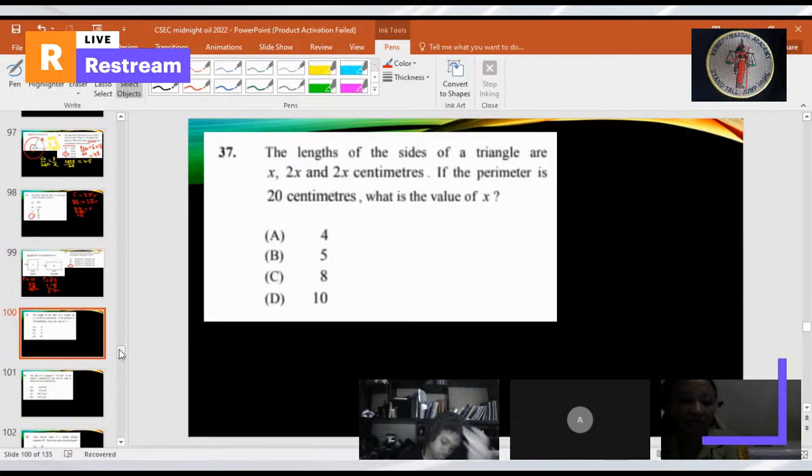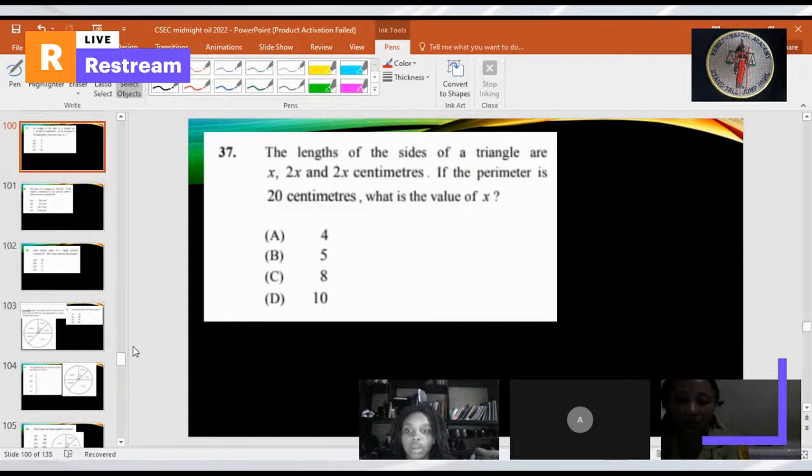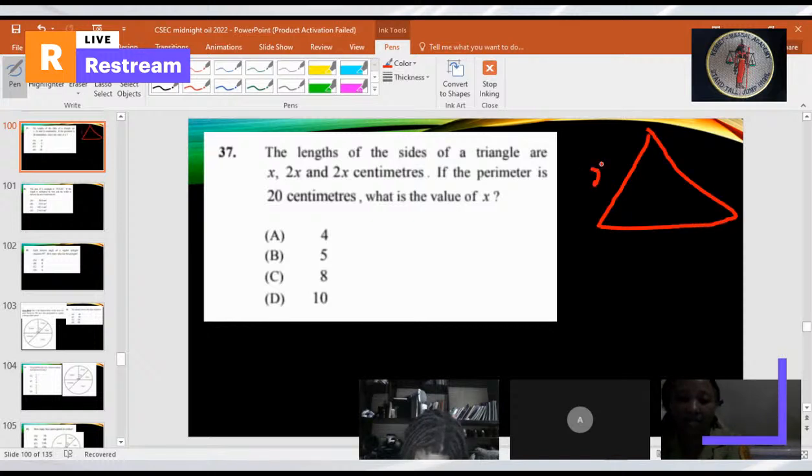Imani, 37. Okay, miss. The lengths of the sides of a triangle are x, 2x, and 2x centimeters. The perimeter is 20 centimeters. What is the value of x? Let's draw the triangle. So one side is x, one side is 2x, and the other side is also 2x. So what kind of triangle is it? An isosceles triangle. All right, isosceles. So these two sides are equal.